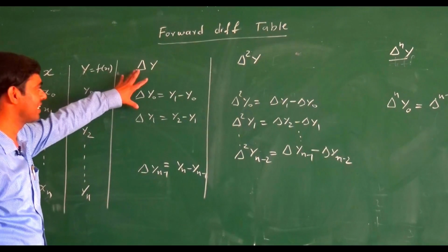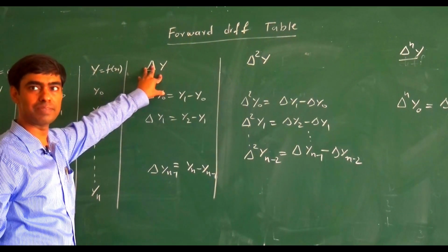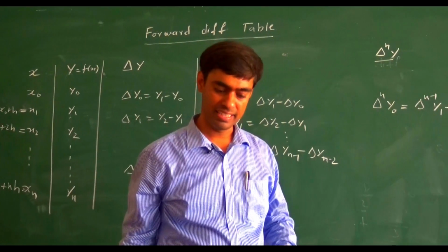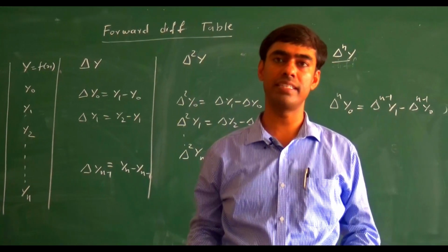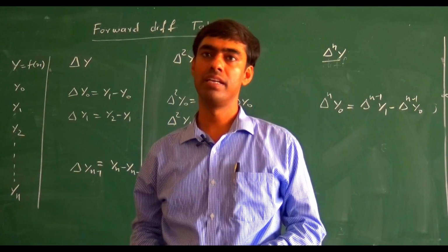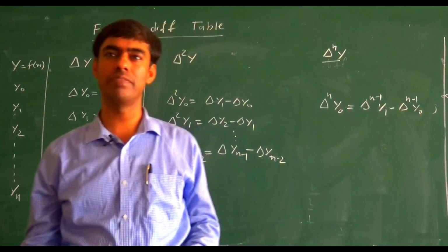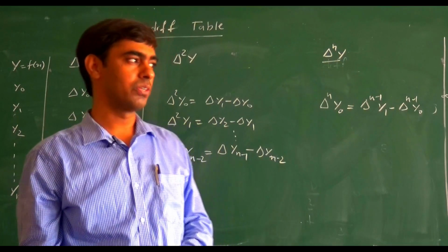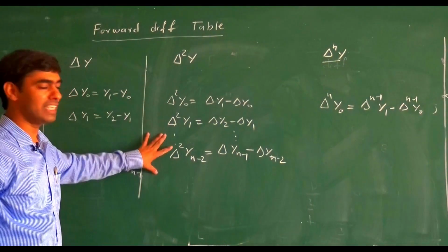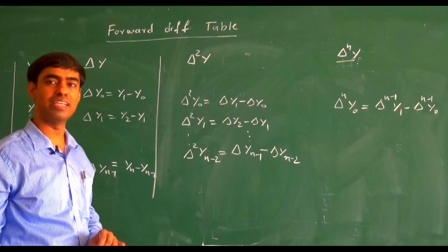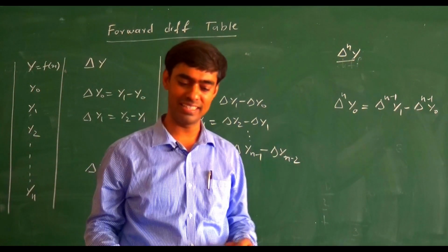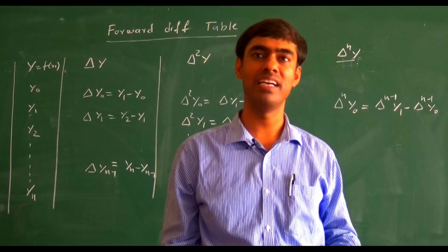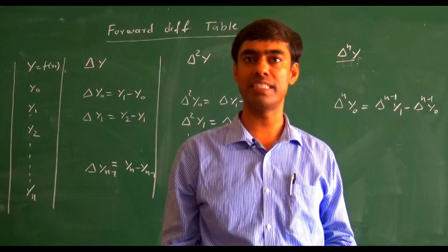Similarly, if we write these values in terms of a backward difference operator, then this table will become a backward difference table. If we write this difference table in terms of a central difference operator, then this table will become a central difference table. So in general, there are three types of table: forward difference table, backward difference table, and central difference table. In terms of notation there is a difference between them, but in terms of calculation there is no difference between the forward, backward, and central difference tables.